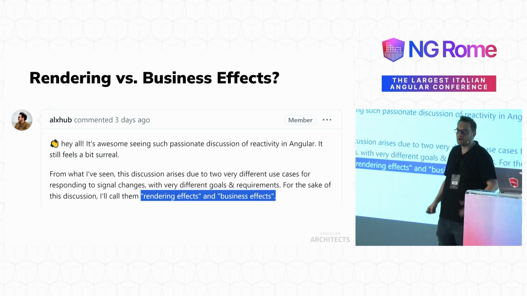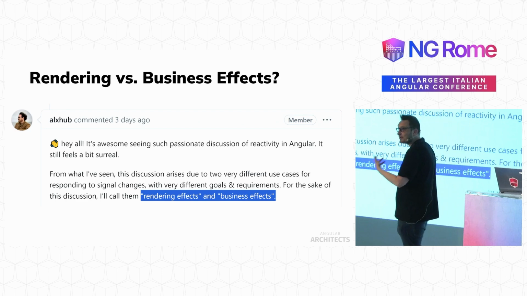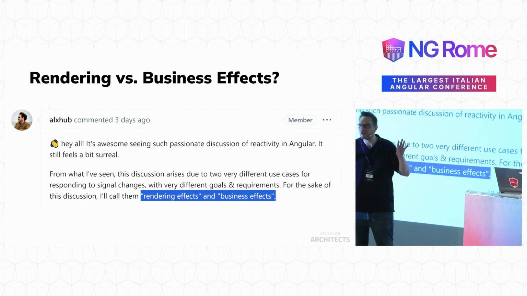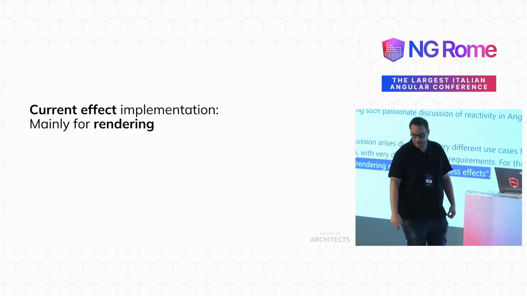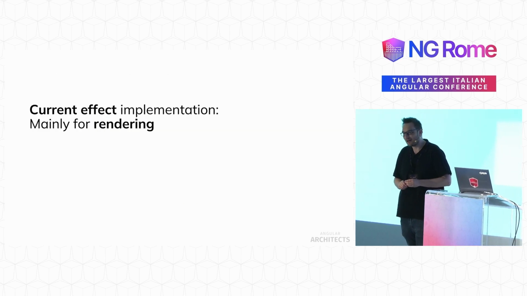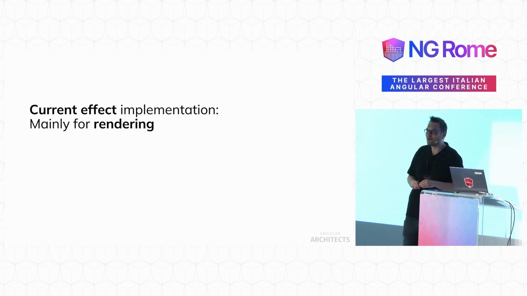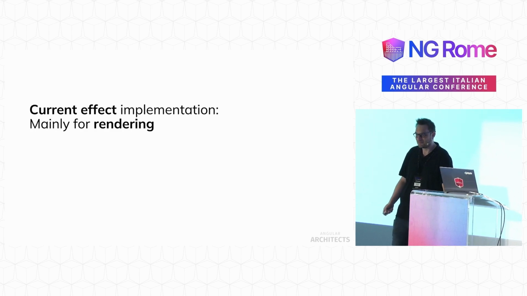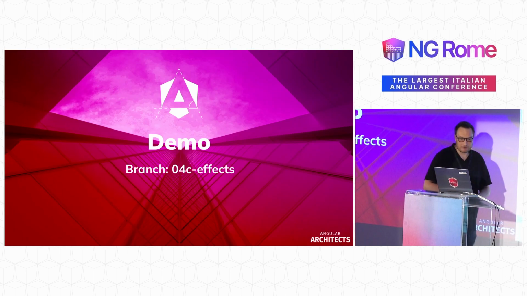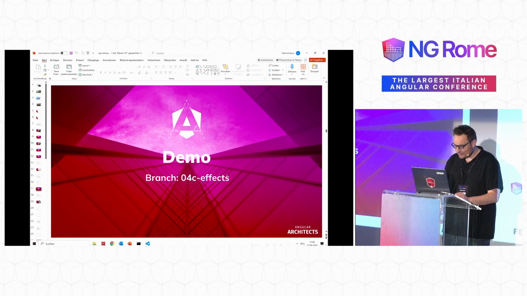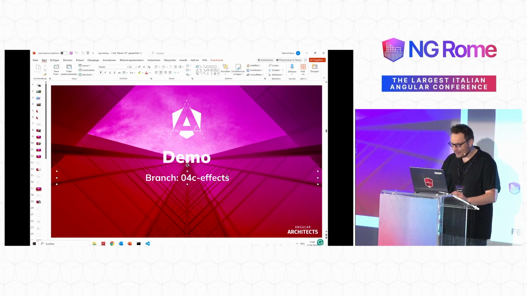Usually you need to call a method for this. And then there are business effects that trigger business logic. And he argues that we need different strategies for those effects. However, the current effect implementation in Angular is mainly for rendering. So what we get out of the box is indeed a rendering effect. So let's have a look into rendering effects, how they look, and what we should avoid in there.